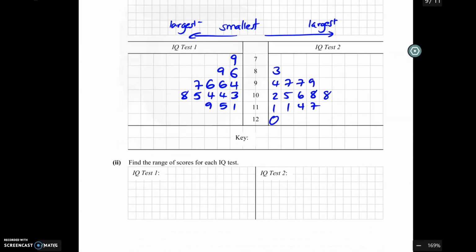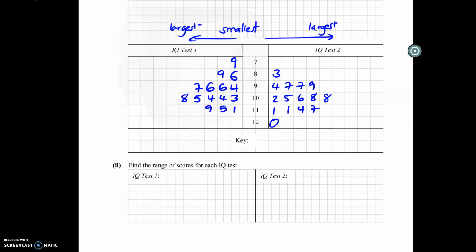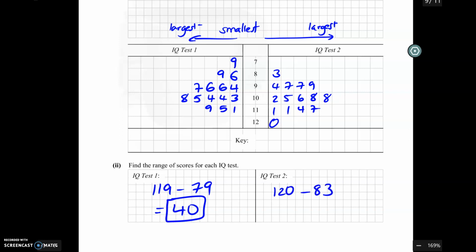Okay, so find the range of scores for each IQ test. So the range is the lowest to the highest, or the highest take away the lowest. So for IQ test 1, it's going to be 119 take away 79. So that's 40. On the right hand side, it's going to be 120 take away 83, and that's 37.